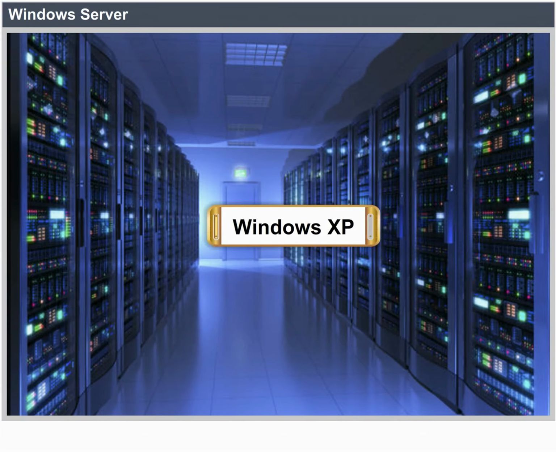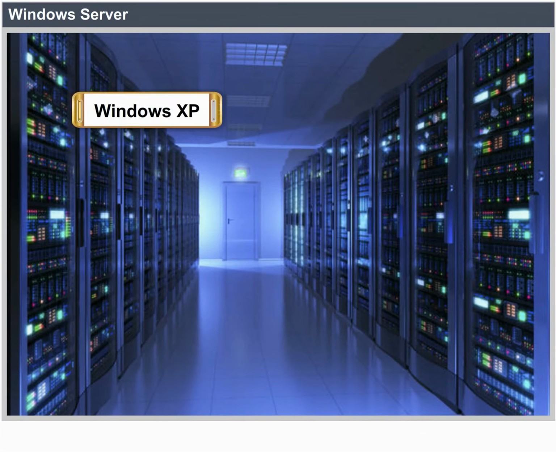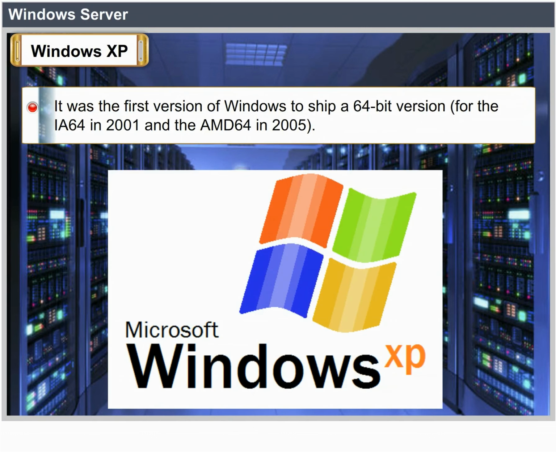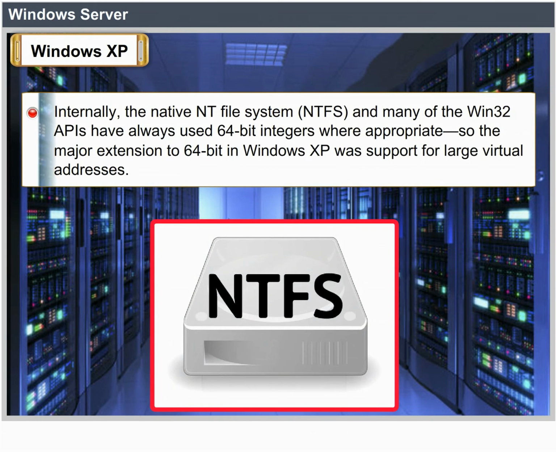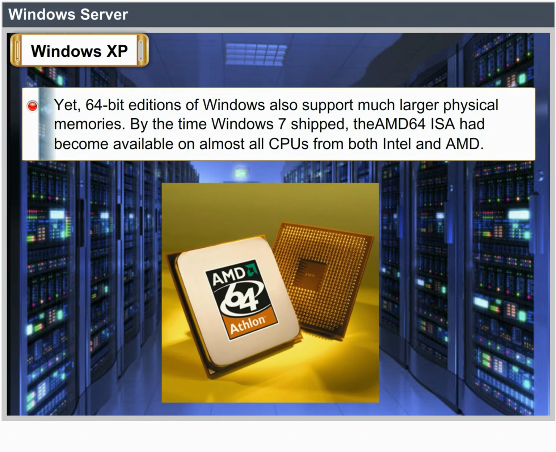Windows XP was the first version of Windows to ship a 64-bit version, for the IA64 in 2001 and the AMD64 in 2005. Internally, the native NT file system, NTFS, and many of the Win32 APIs have always used 64-bit integers where appropriate, so the major extension to 64-bit in Windows XP was support for large virtual addresses. However, 64-bit editions of Windows also support much larger physical memories.